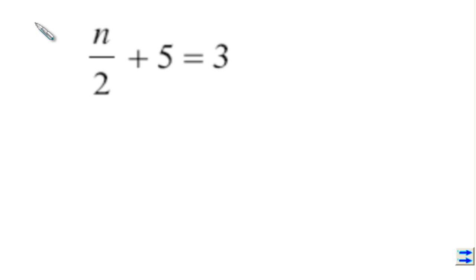Okay, let's do the next one together. Go ahead and write this one down. It says n over 2 plus 5 equals 3. N over 2 plus 5 equals 3.